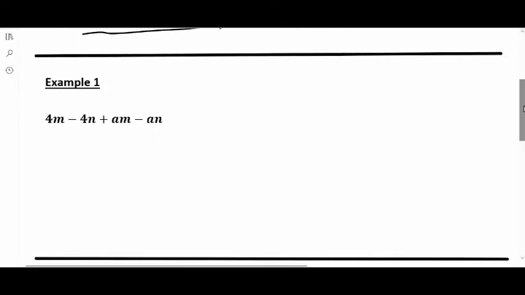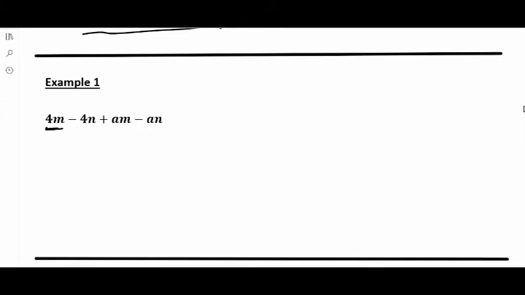Say we have 4m minus 4n plus am minus an. You can clearly see that there are four terms: one, two, three, four. So that's step number one, and that's usually the giveaway. Can you see that this has an m and that has an m, but then this has a 4 and that also has a 4, and this has an a and that has an a. So sometimes you have to go by trial and error.